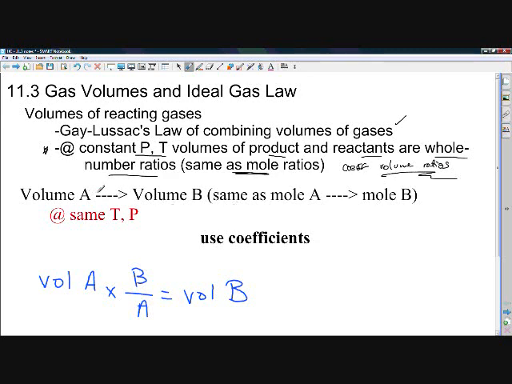So we can do a volume to volume problem in a reaction just like we did a mole to mole problem in a reaction. The big deal is though, both gases have to be the same temperature and pressure. If they're not, we got a whole other situation. So this is good. If we have a chemical reaction where they tell us the volume of one gas and they want us to find the volume of another gas involved in the reaction, it's simply B over A. Okay? So something that we've used before. That's good. Nice and easy calculation. Nice and easy situation.